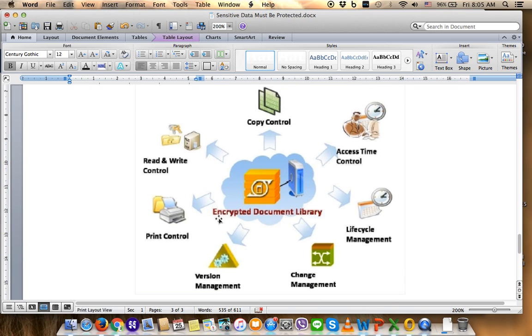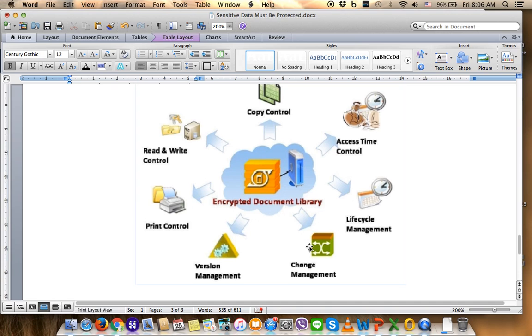So this is just a diagram to show how we can protect the document across all components of access. One is copy control. The next is access time control, where we measure the time of access, such as an audit log or audit trail. The next is life cycle management. We need to understand the nature of the document being accessed, its start point and end point, and the involvement of the data and document.